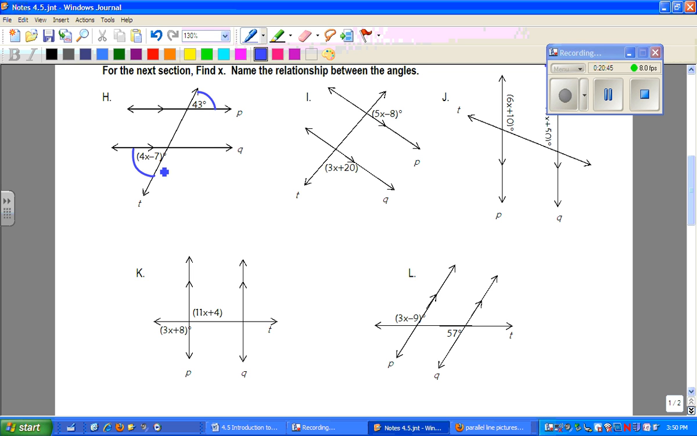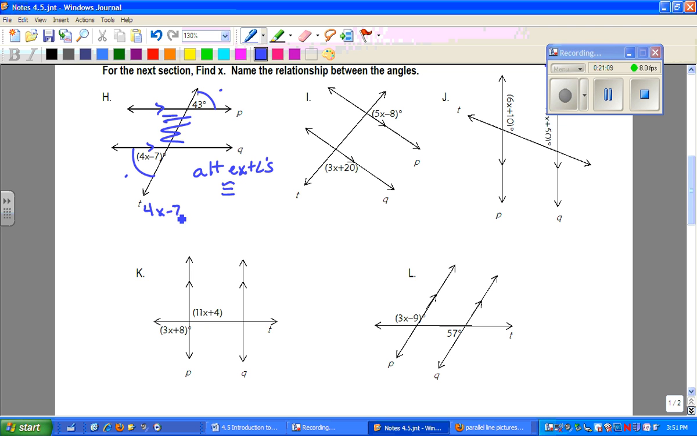So we look at 43 and 4x minus 7. What are they? Are they the same side, or are they on different sides? So they're alternating. Are they interior or exterior? Outside, outside, because here's inside right here. This is inside. So we got alternating exterior angles. And what do you know they are? If they're parallel lines, which these two are, they're going to be congruent.